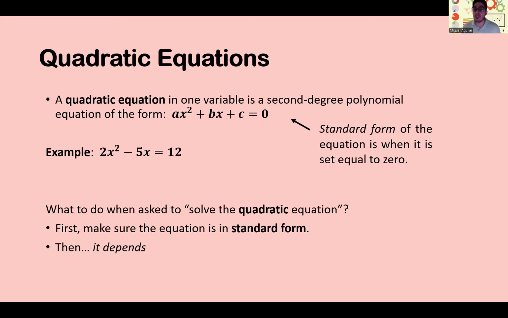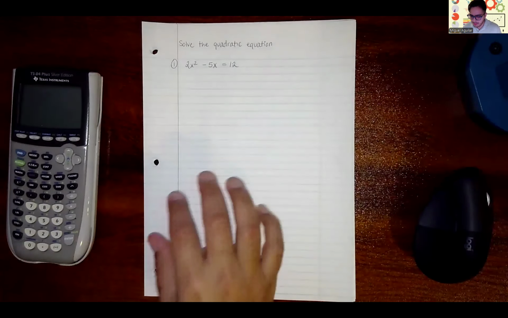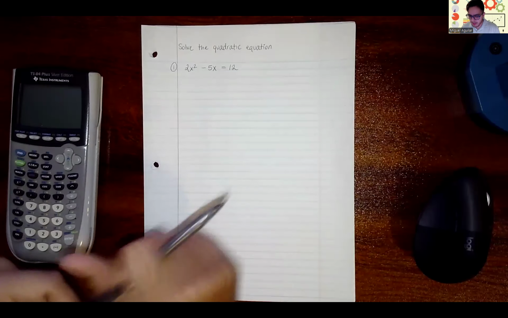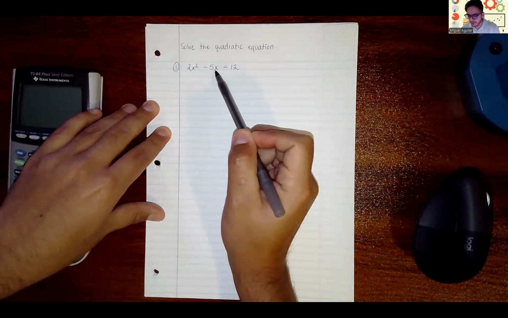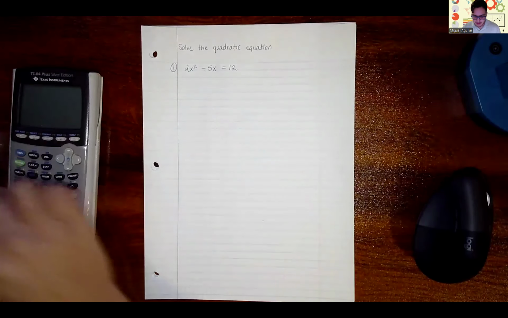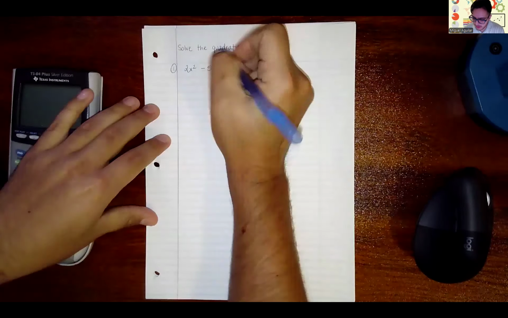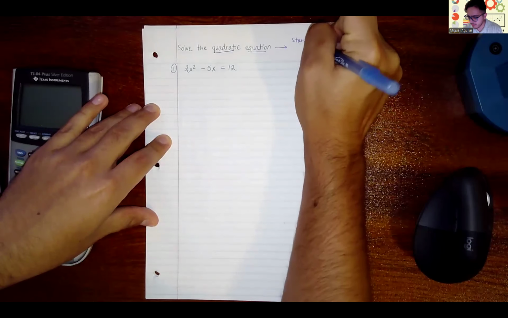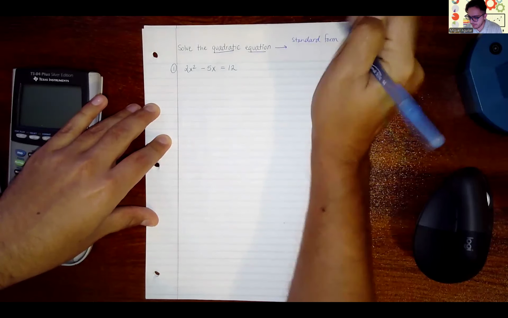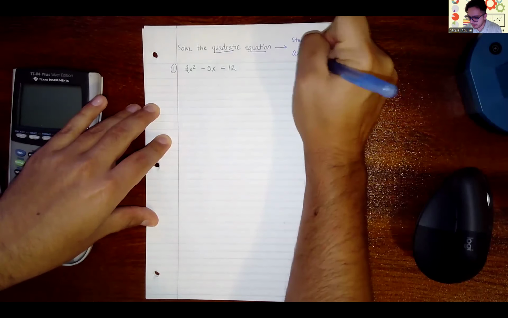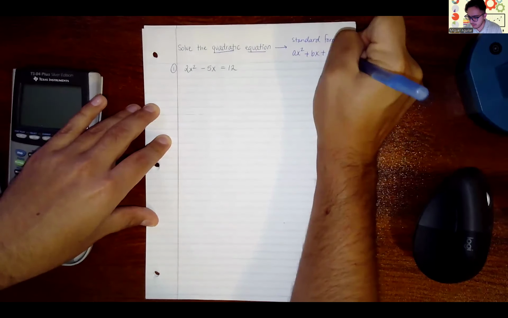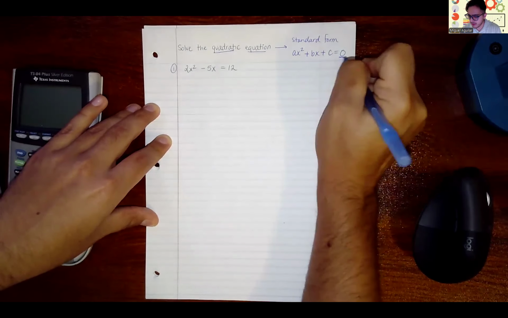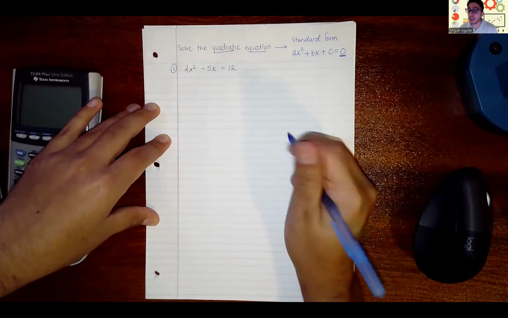Okay, so let's jump over just to pencil and paper so that we can make sense of this. Okay, so let's say that you encounter one of these problems in the homework, solve the quadratic equation. Here we have 2x squared minus 5x equals 12. Okay, what you should know as we're learning to deal with these quadratic equations is that the standard form should be ax squared plus bx plus c equals 0. That equation needs to be set equal to 0. Otherwise, we can't start processing this equation.